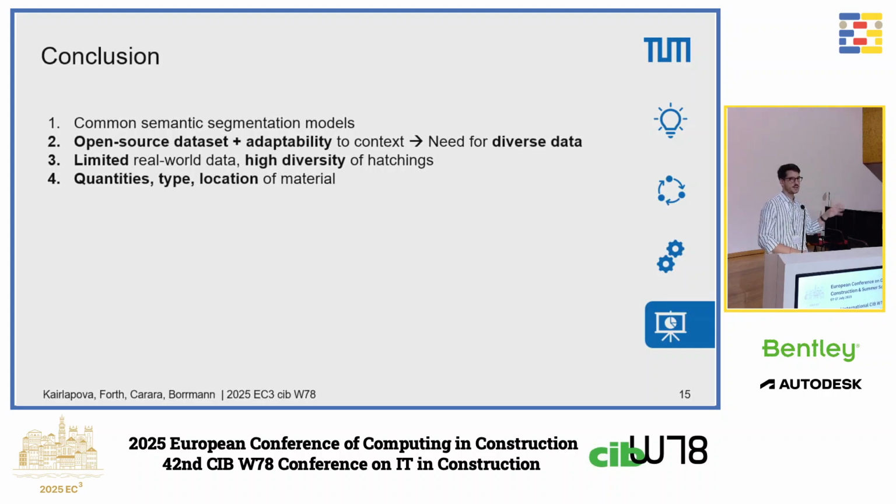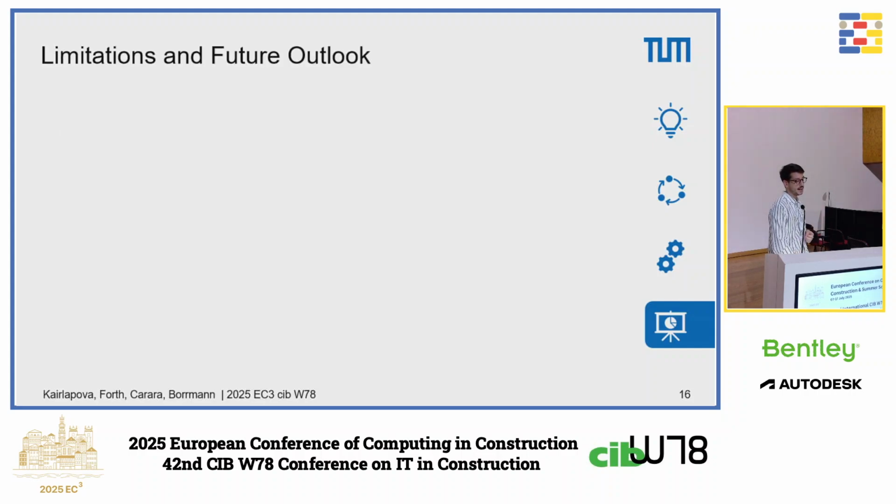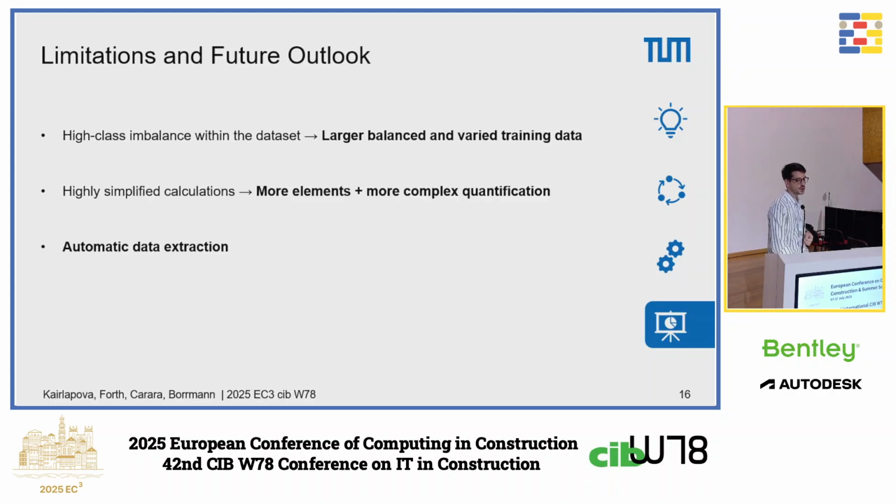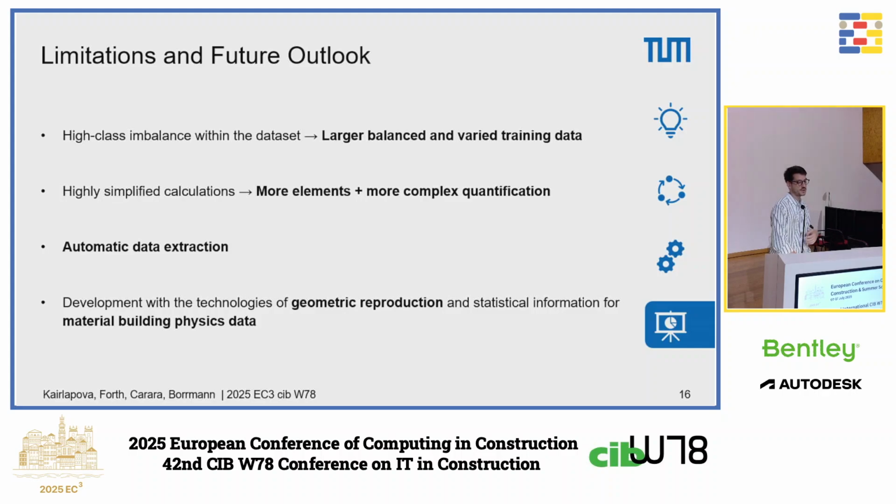We just derived in this first step the quantities, the type, and the location of the materials for the material passport. In future we need a larger, balanced and varied training data set, which we're currently trying to achieve from what we have now, by shuffling it more, to recreate these underrepresented material classes. It's a highly simplified calculation. We always need more data. And in the end, the geometric reproduction was also very simplified, just looking at the area, not the volumes. And there's also no material building physics data with this future work.